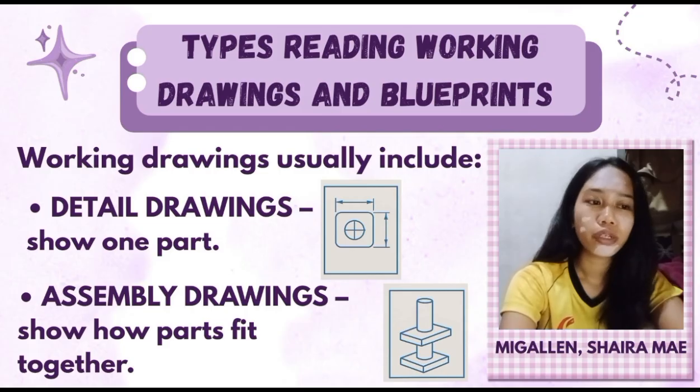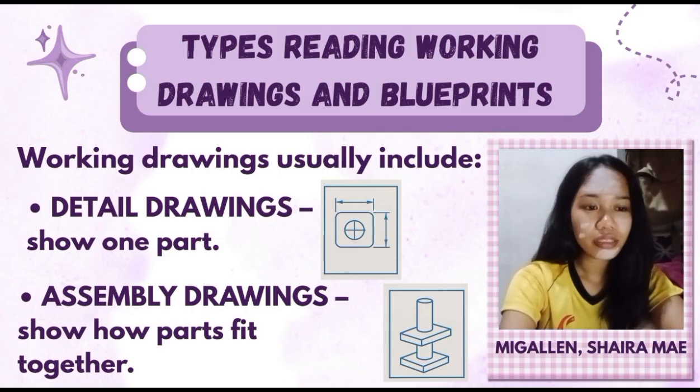So working drawings usually include, let's tackle first the detailed drawings. Detailed drawings show one part. It means a detailed drawing shows only one part of the object. The purpose is to understand its shape and its measurements. The next is the assembly drawings. These show how parts fit together.